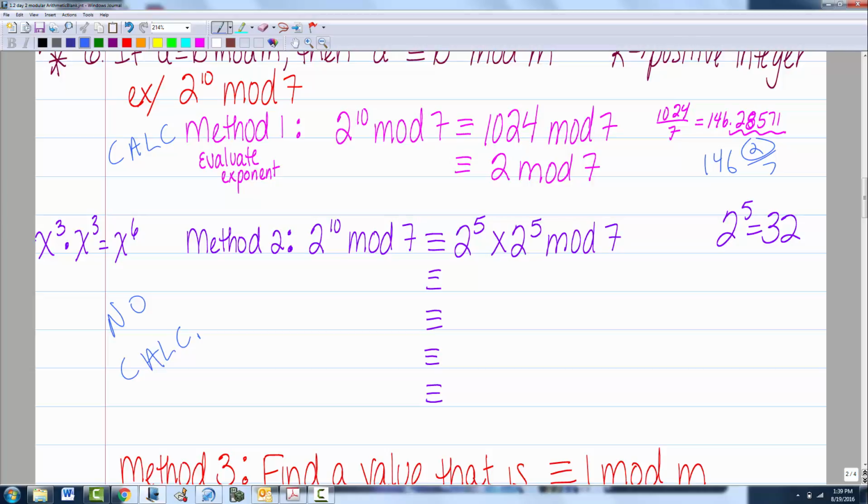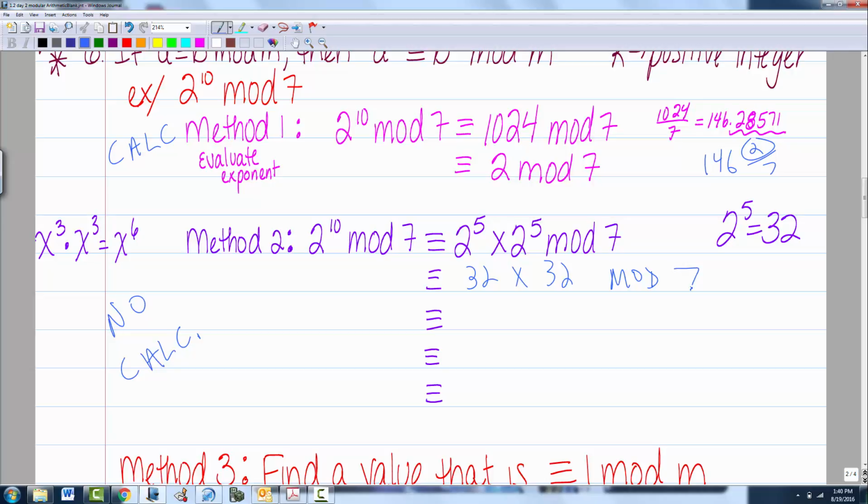What's 2 times 2? 4. No one said anything. 2 times 4. 2 times 8. 2 times 16 is... So this is 32 times 32 mod 7.